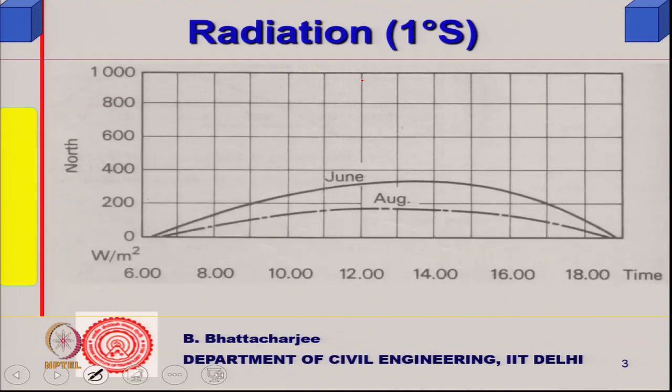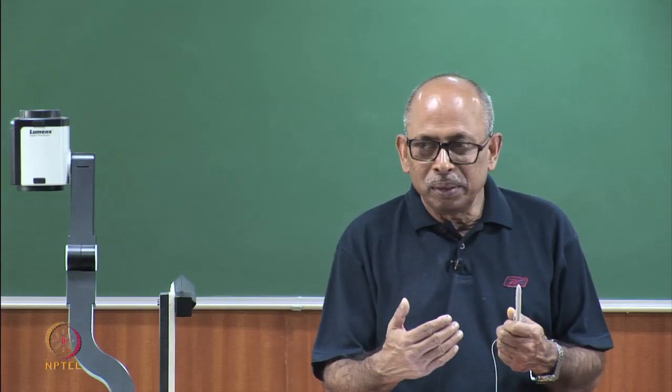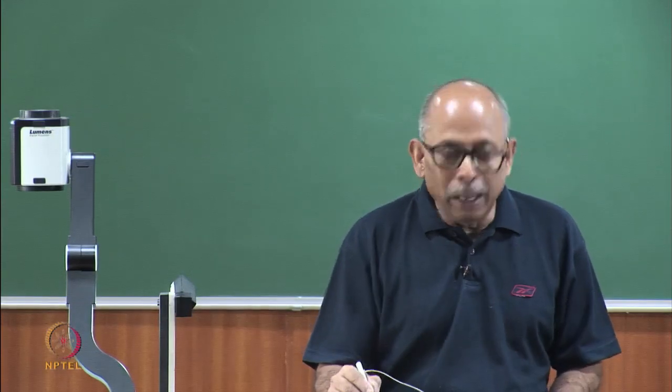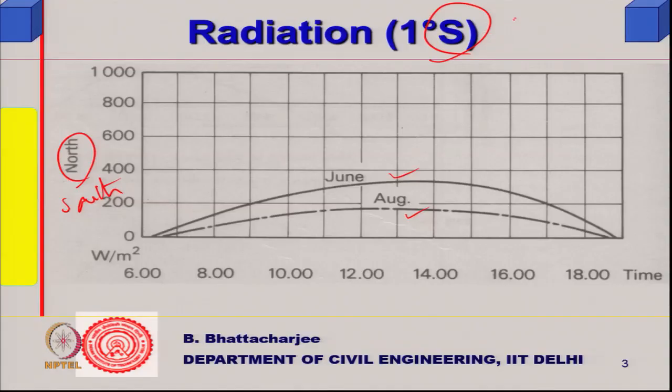And if you do it for a north surface, you get this during August and during June. But if you take 1 degree north, then this will become the south surface, because north in the southern hemisphere receives radiation, but north in the northern hemisphere does not receive radiation, while south does, because the banking of the sun is towards the south. So, this is 1 degree north. If it is north, then this will be the south surface, and the months will also change accordingly.